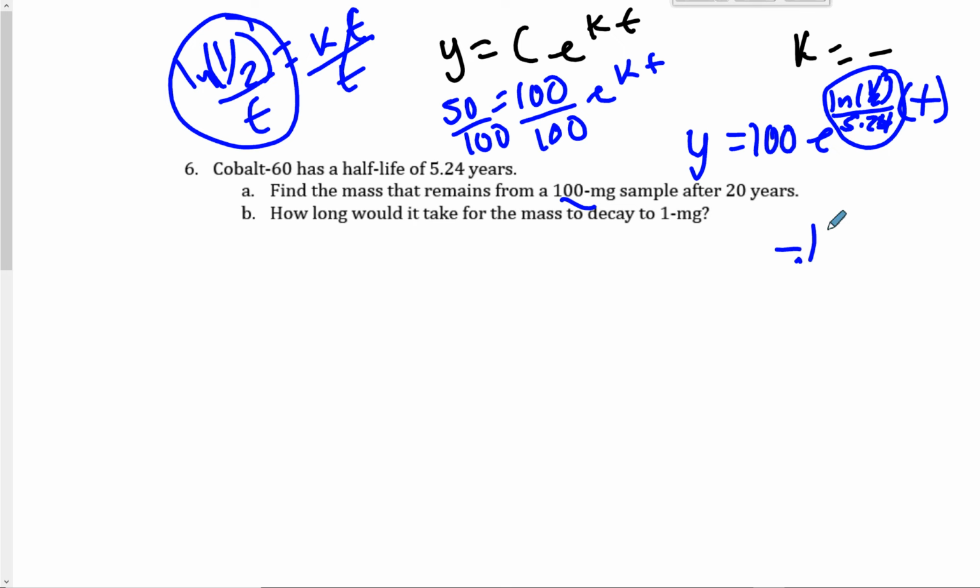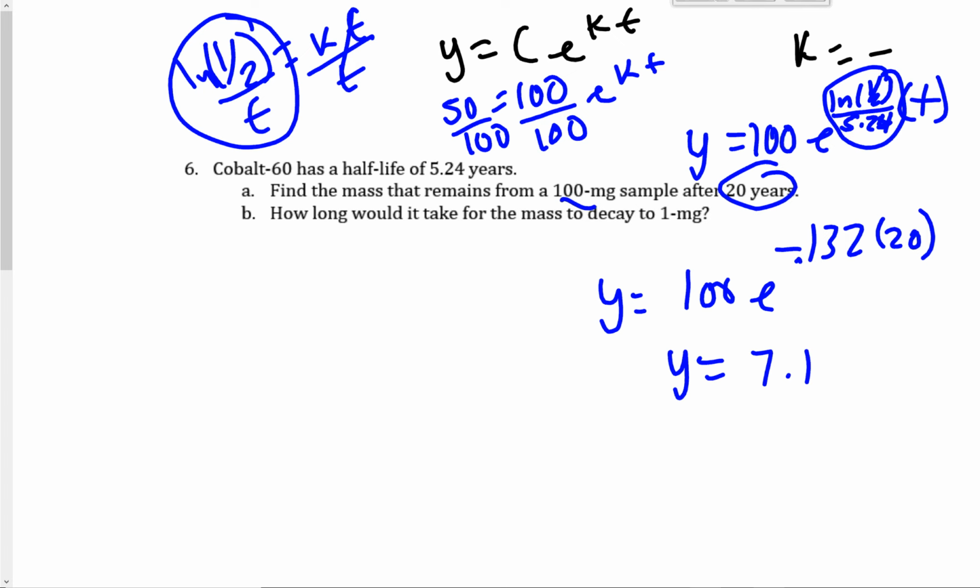negative 1.132, I believe. And my t, e 100. Now I can go ahead and plug in 20 for my t. So I plug in 20, plug this in there, see what I get, and I get 7.136. That's how much will remain, so that's milligrams.